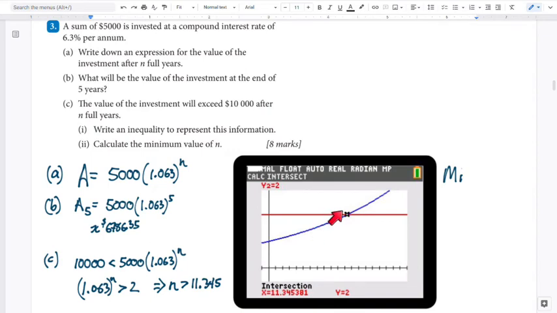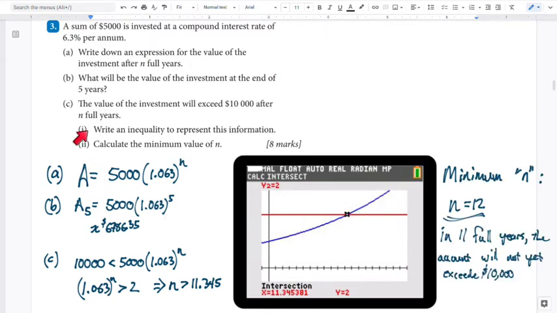So in other words, if n is more than 11.34, then the value of the account will be more than 10,000. So to interpret the answer to this question, it said the minimum n value. If n was 11, I would not exceed $10,000 at the beginning of the 11th year. So I have to wait till the end of the 11th year or the beginning of the 12th year in order to be able to guarantee that I exceed the $10,000.